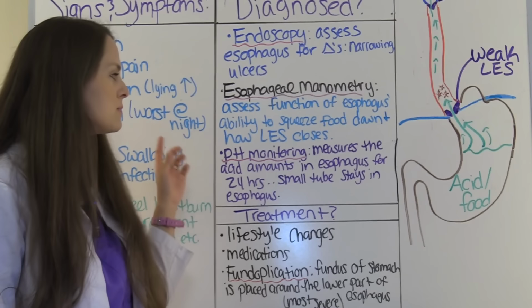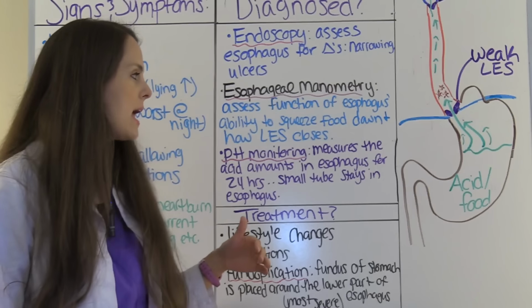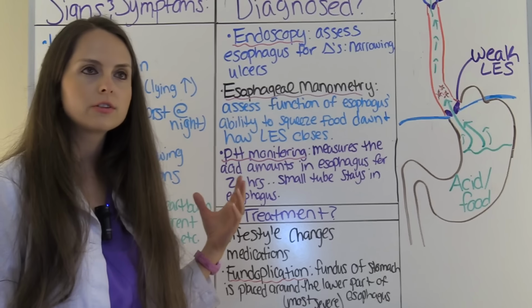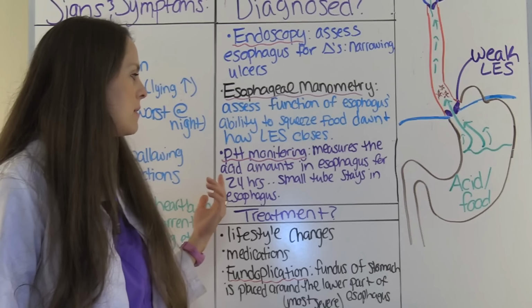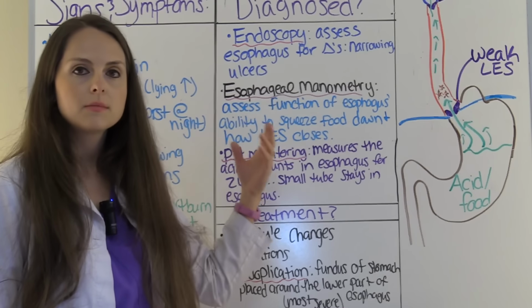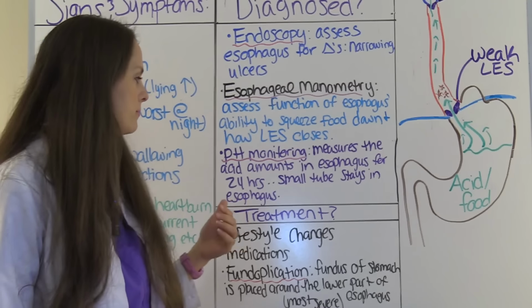Another test is pH monitoring, and this is where they put in a small tube, and the patient will have it in there for about 24 hours, and they'll just go about their activities of daily living. And the tube will measure the amount of acid that comes in contact with the esophagus, and that can help them see if they have GERD.